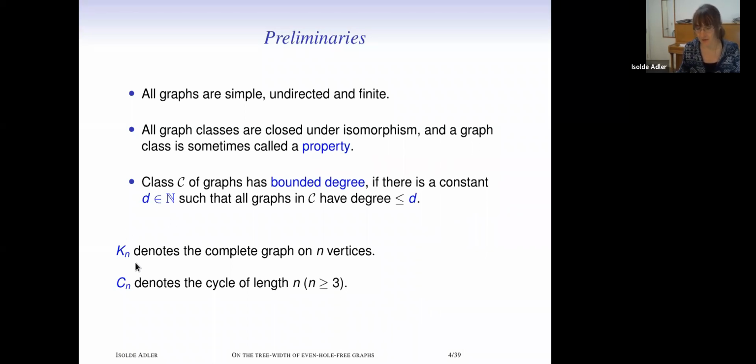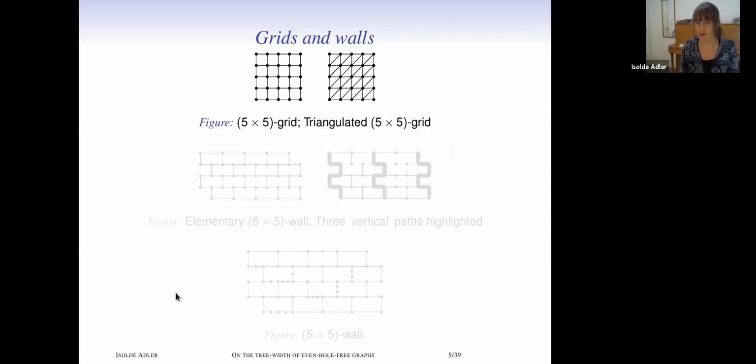And then we have some special graphs like a complete graph on n vertices, that's denoted by K_n. So n vertices and all possible edges present, and C_n denotes the cycle of length n. And we will also encounter some grids and walls. So there I'm just defining them by picture. This is a 5 by 5 grid. So 5 rows, 5 columns. So we'll encounter n by n grids. This is a triangulated n by n grid, or triangulated 5 by 5 grid. Looks like this.